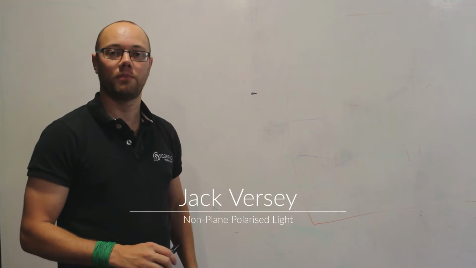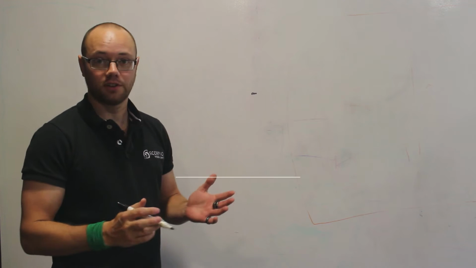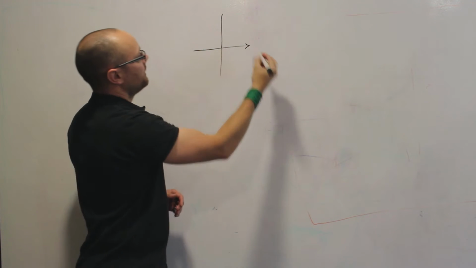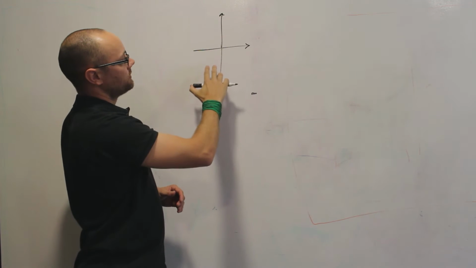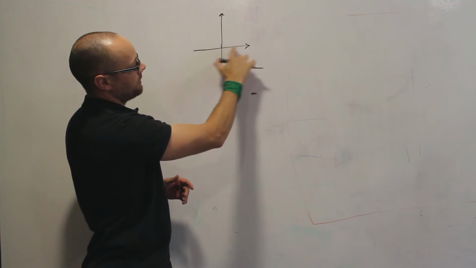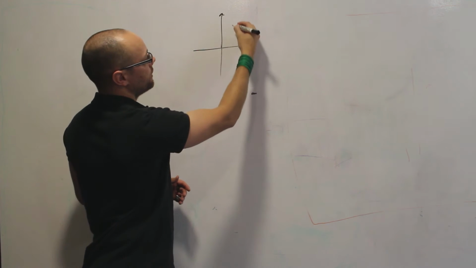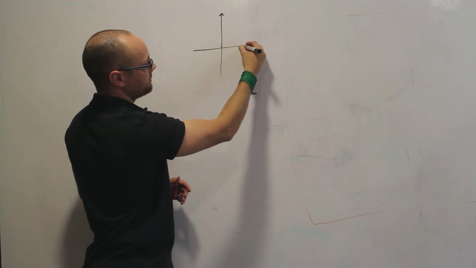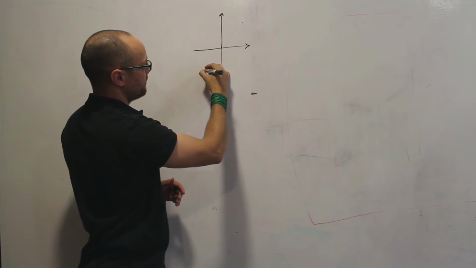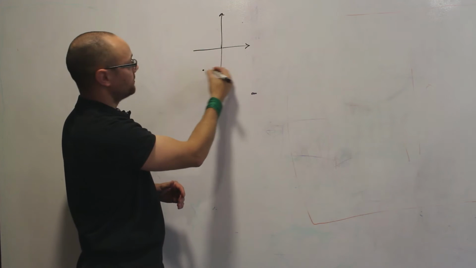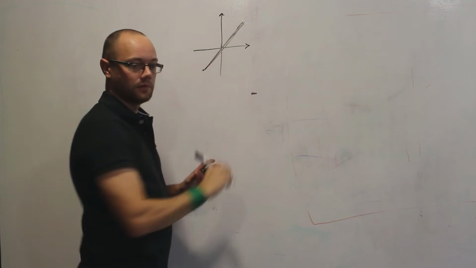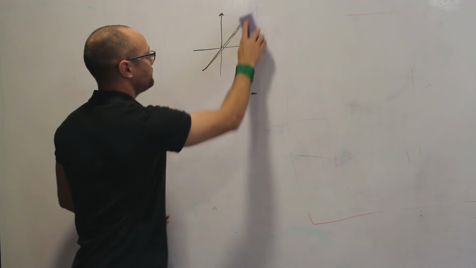Today we're going to be talking about non-plane polarized light. So starting with plane polarized light, what that is, is when the electric field of a photon, when its components in one direction and its perpendicular direction are in phase, i.e. the maximum of this corresponds to the maximum of that one, 0 corresponds to 0, and the minimum corresponds to the minimum. As these fields oscillate, they do so in a linear fashion.